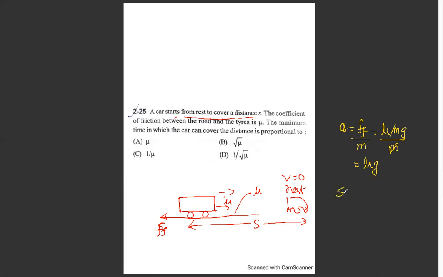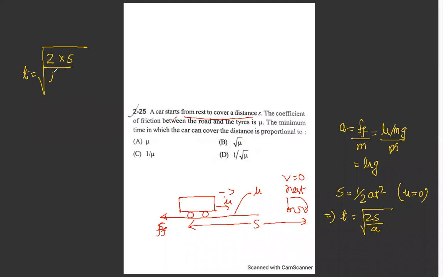So let's write down the equation, that is S is equal to ut plus half at square, right? Initially it has started from rest, so initial velocity equal to 0. So we can write the time is equal to square root of 2S by a. S is the displacement, acceleration is mu into g. So we can write down T is proportional to 1 by square root of mu, because S is constant, g is constant, 2 is a constant. So final answer is option D. Final answer is option D.